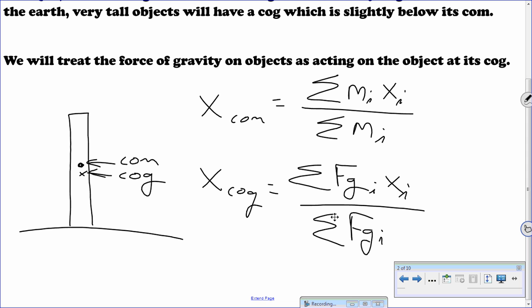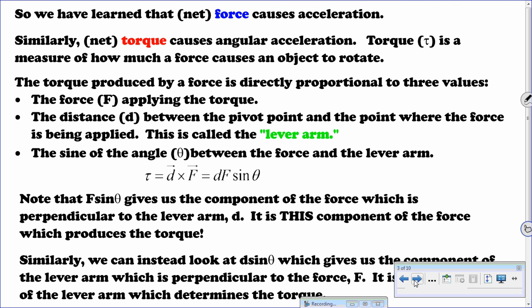Cool? In fact, we talked about that when we did the problem about the guy lifting up the plywood plank, didn't we? So anyway, that's why we care. The reason the center of gravity is important is because when you're looking at torques on an object, if gravity produces a torque, you treat that torque as acting at the center of gravity. So this is all a review.